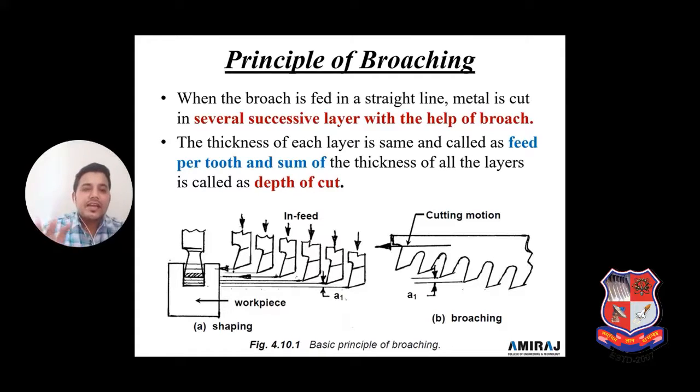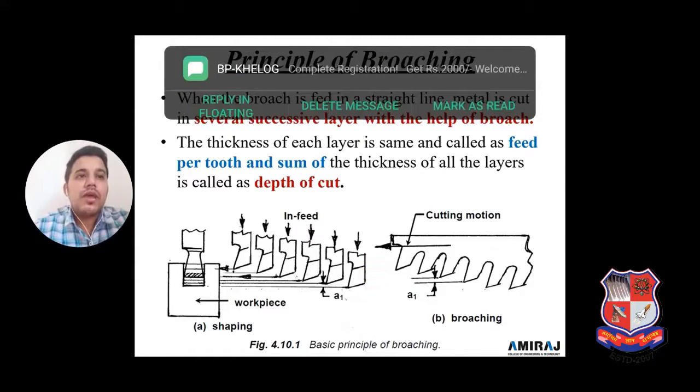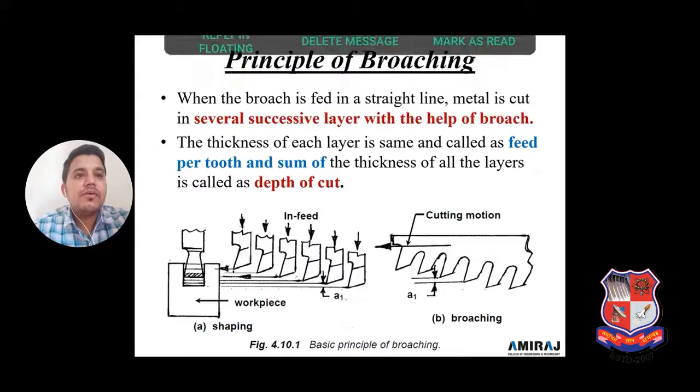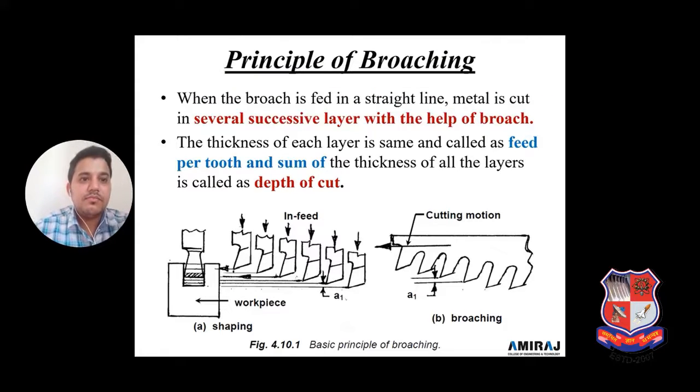So this is a simple calculation. If I take a 1 mm groove and I provide 1 mm feed, so I need 1 tooth. If I want to do a 10 mm groove, with 1 mm feed per tooth, I need 10 teeth with 1 mm feed, so I need such 10 teeth. Okay, so within a single stroke I can complete my whole groove. So this is the basic principle of the broaching machine.